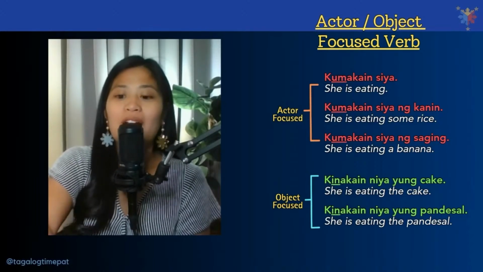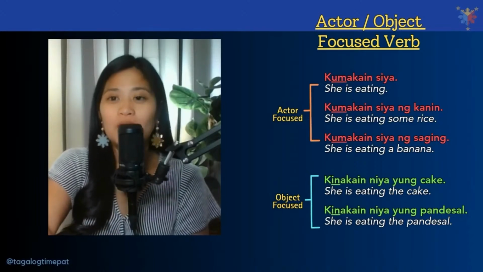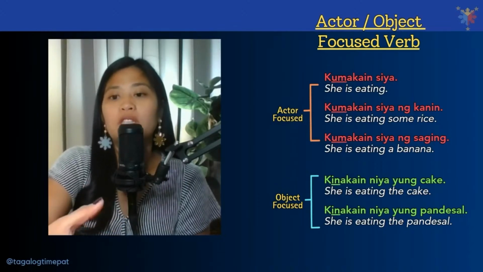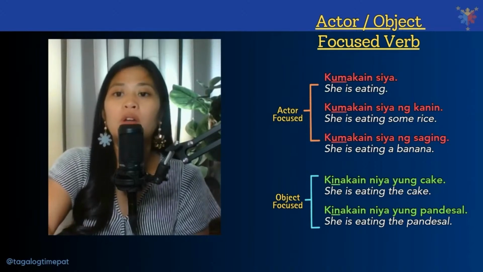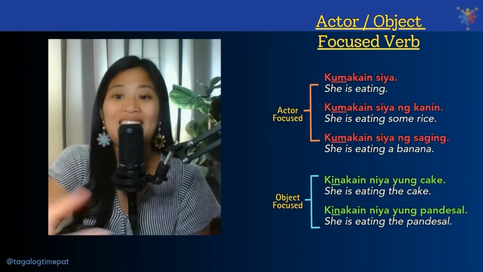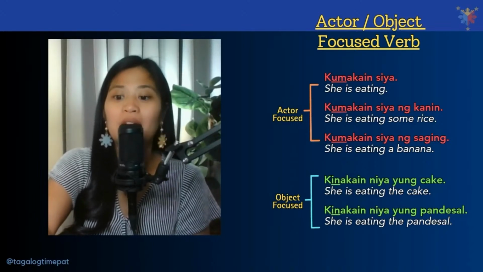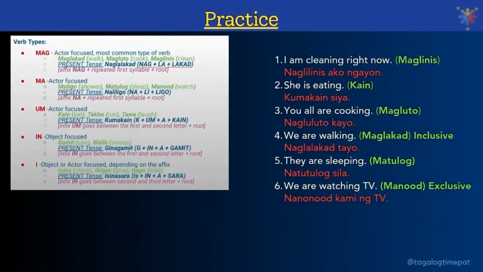In an object-focused verb, it's like answering the question, what is she eating? So there you can kind of see the shift in the focus of the sentence. Is it more focused on what the subject is doing or focused on what the subject is eating? So I think that's very interesting how the verbs can take on a different kind of focus depending on the context of your sentence. All right, so let's go back to the examples we just did.